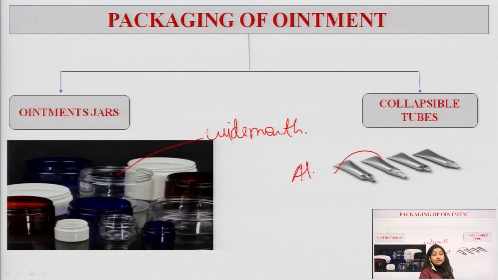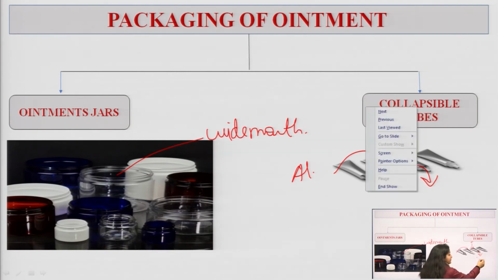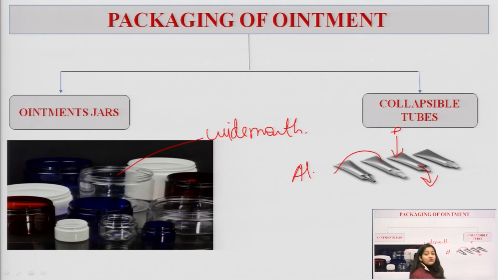Now another advantage of packaging ointment in tubes as compared to these jars is that here the chances of contamination are quite less when we compare it with ointment jars, because collapsible tubes work just on the application of pressure from one end. If we apply pressure on this end, the material is ejected from the other end. Hence, the chances of contamination are minimized when ointments are supplied in collapsible tubes.